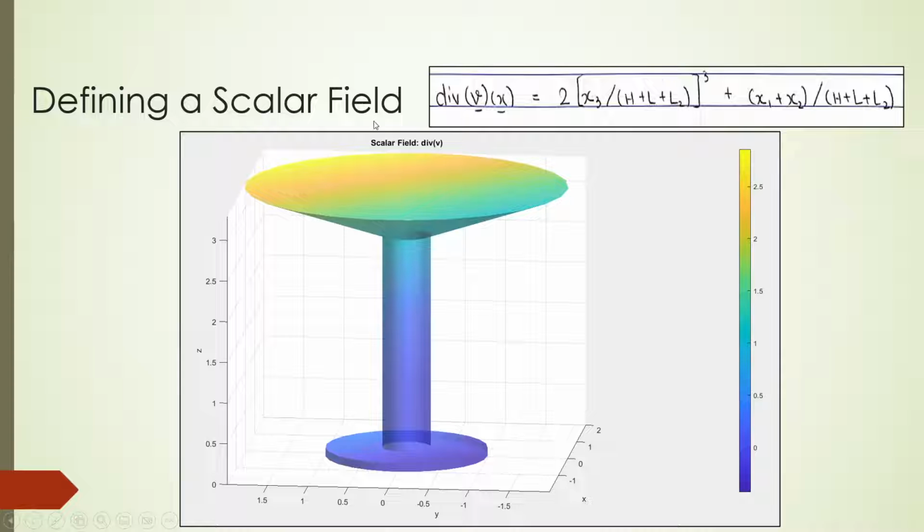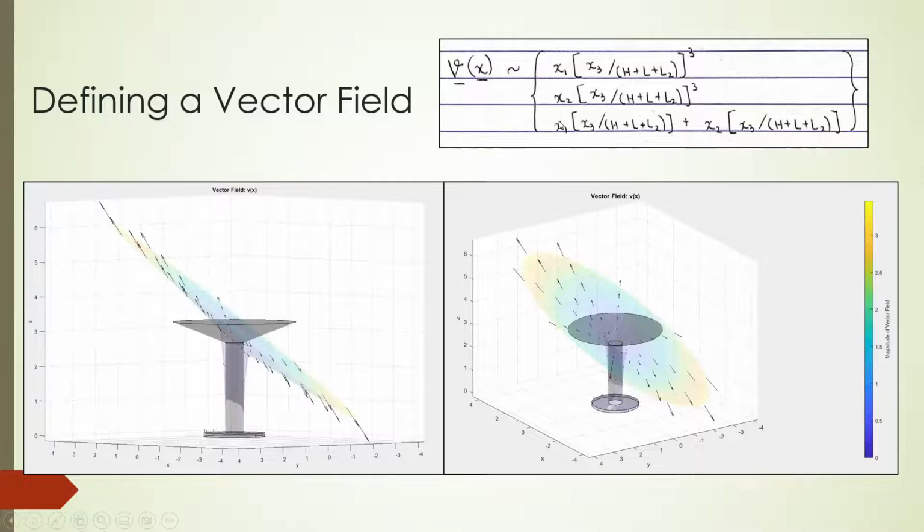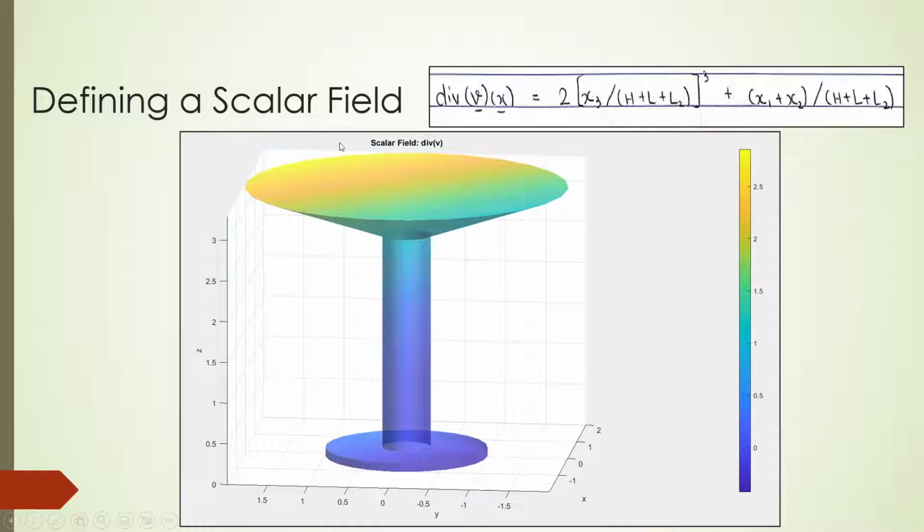Next, we had to define a scalar field. Now, the scalar field we use is the divergence of the vector field, this vector field. And this is the result we get after using this scalar field.